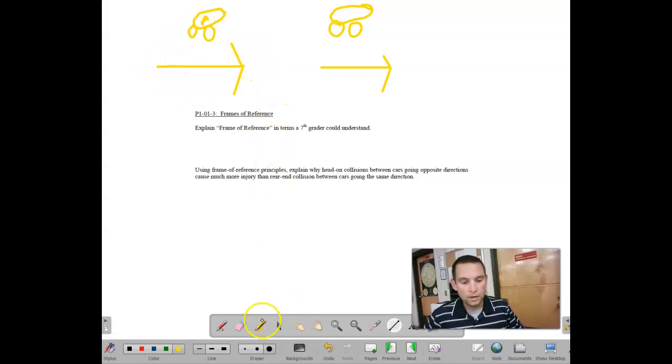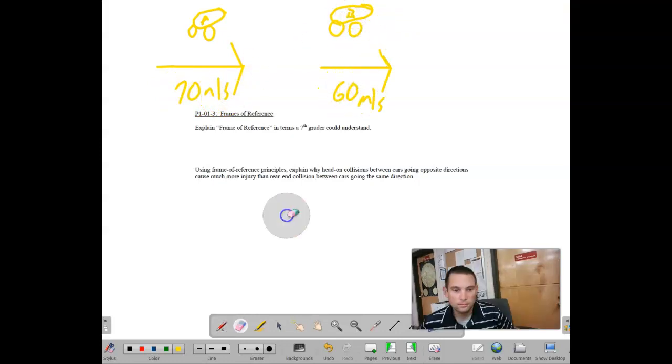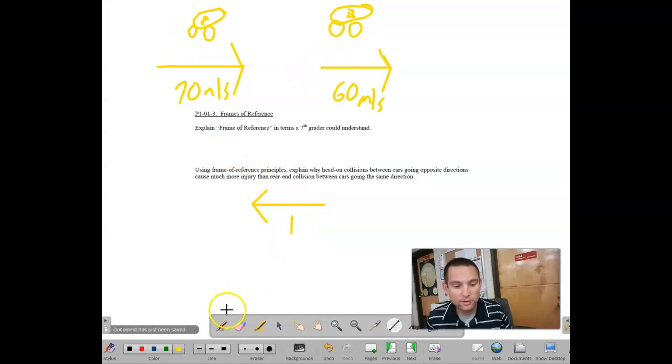Alright, so if we call car A 70 meters per second, and then we call B 60 meters per second. If you're in car A, then it appears to you that car B is moving backwards towards you. Because remember, you're going to eventually overtake B, or you're going to crash into car B. So it appears that this is moving 10 meters per second backwards, which is not that great.